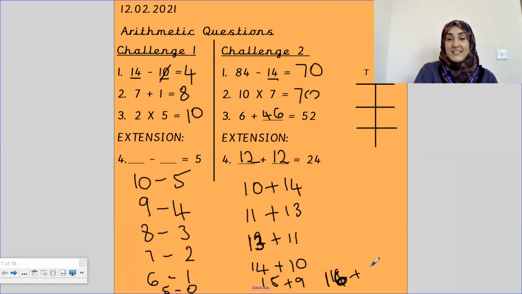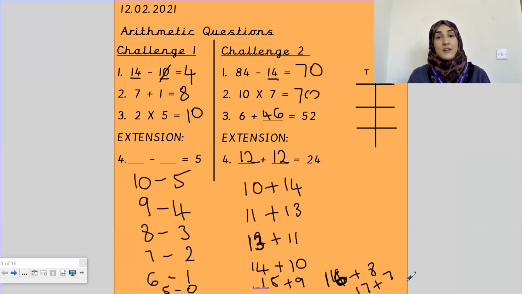16 add 8, or we could have 17 add 7, and we could go on and so on and so on. So you could have any one of those answers in your extension, but if you've done something else as well, I'll be looking on Tapestry to see which two numbers you've added together to make 24.